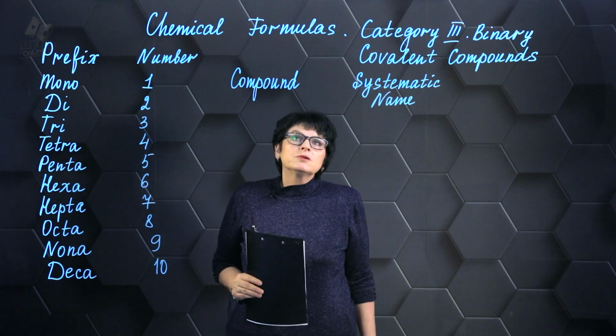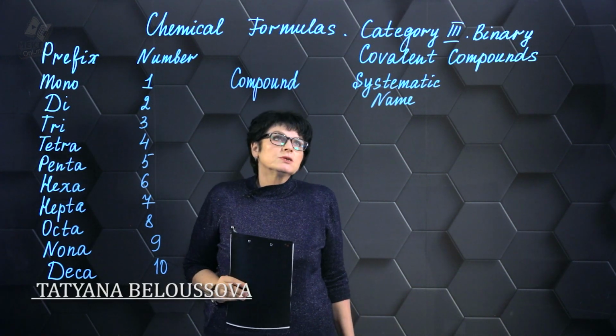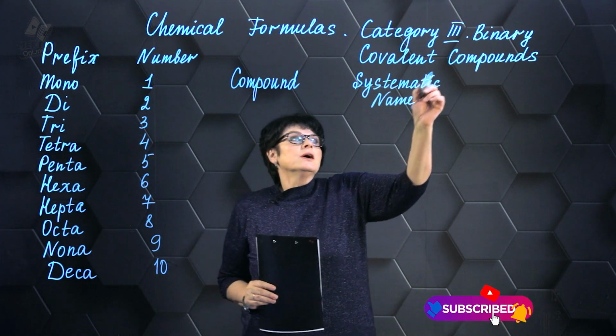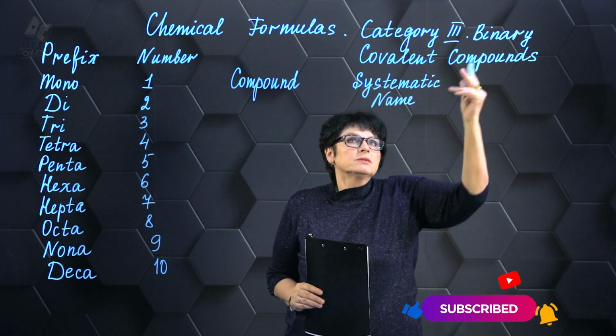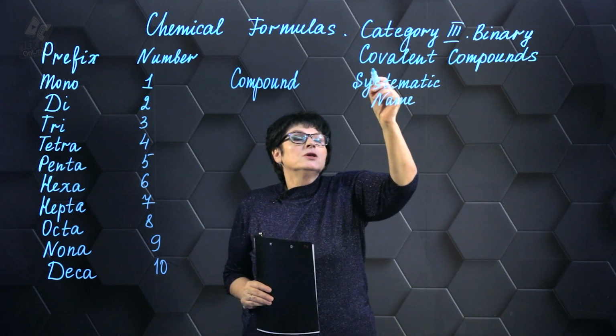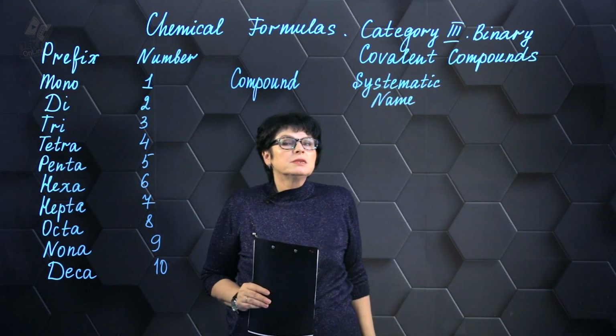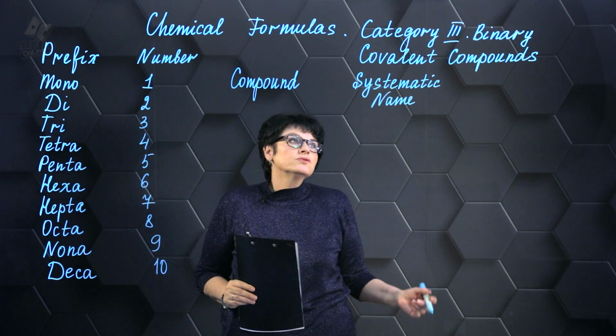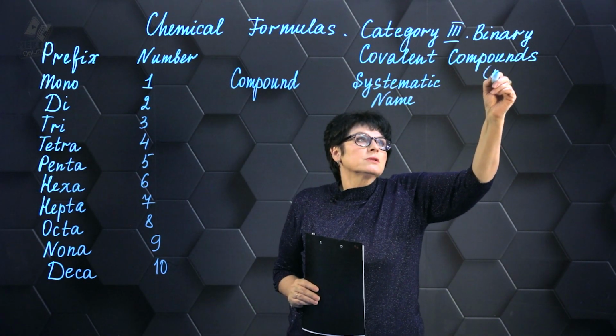Hi there. Today we're continuing to study chemical formulas and formula composition, and we approach the third category. These compounds are binary, meaning there are two elements in them, but these are covalent compounds that consist of nonmetals. Only nonmetals are included in this category.